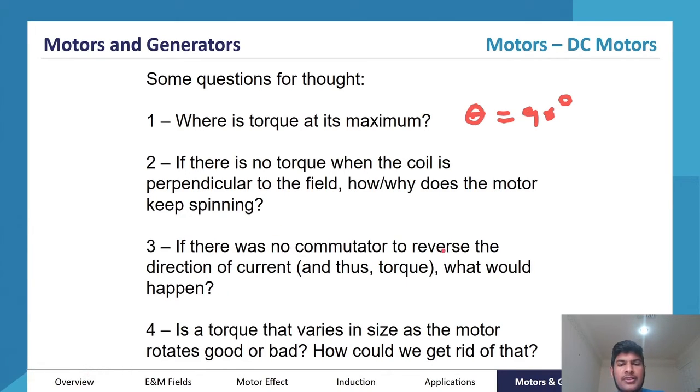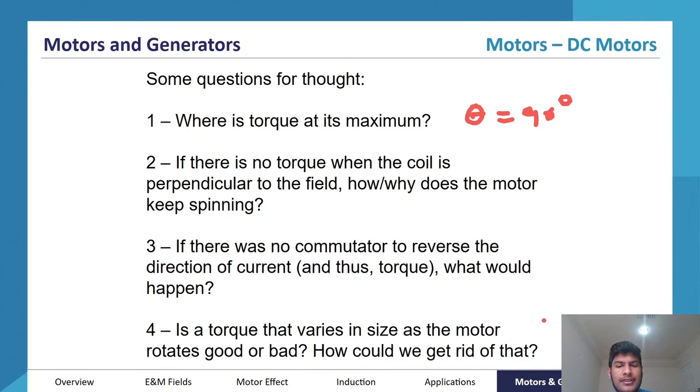So if there was no commutator to reverse the direction of the current and thus torque, what would happen? We talked about that. It would flicker back and forth because after doing one rotation, it would flip back and reverse, because the direction of the current in the coil would now be opposite to what it originally was.